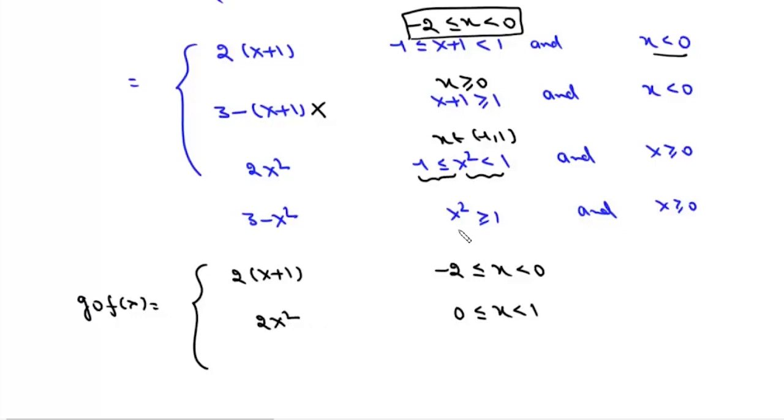And this third one is x square greater than 1. That means x is greater than or equal to 1, and x is greater than or equal to 0. That means x is greater than or equal to 1. Then this definition is 3 minus x square. So this is the definition of g of f(x) using the algebraic method. This is how we find composite functions from two piecewise defined functions.